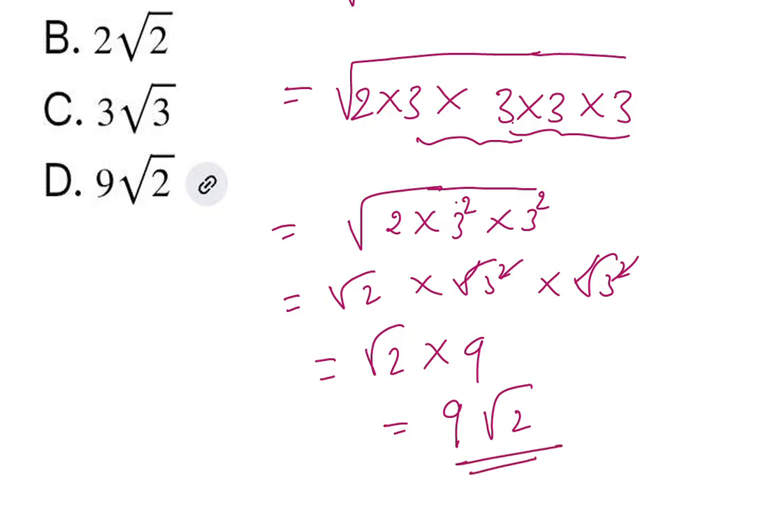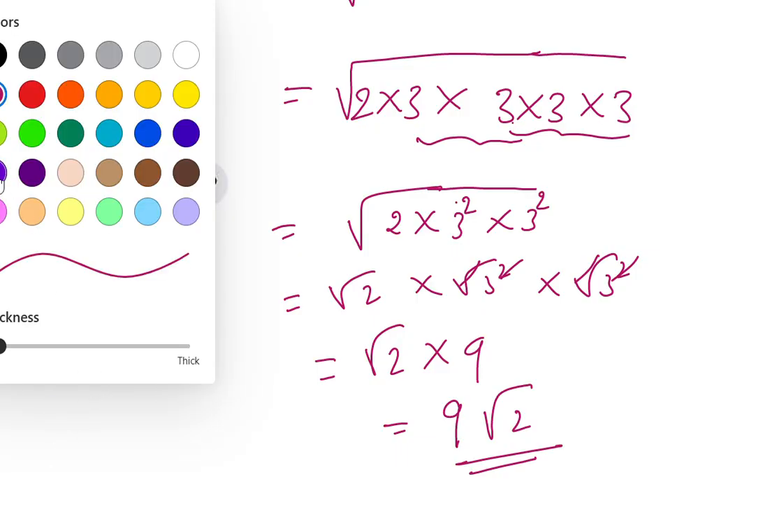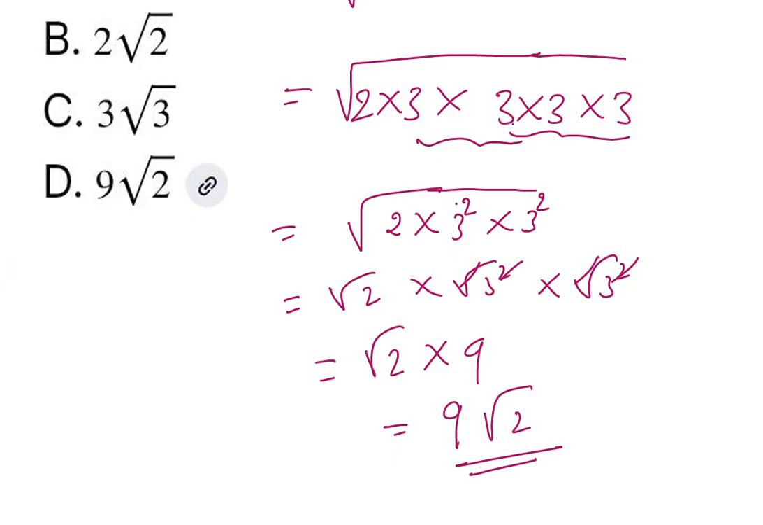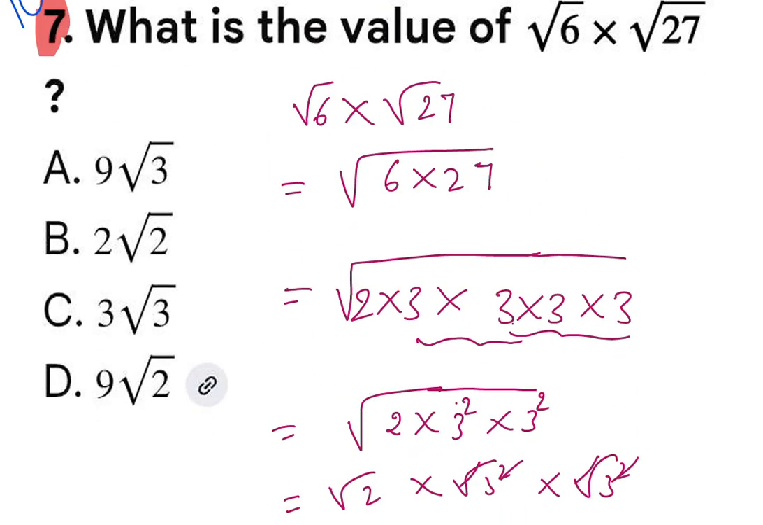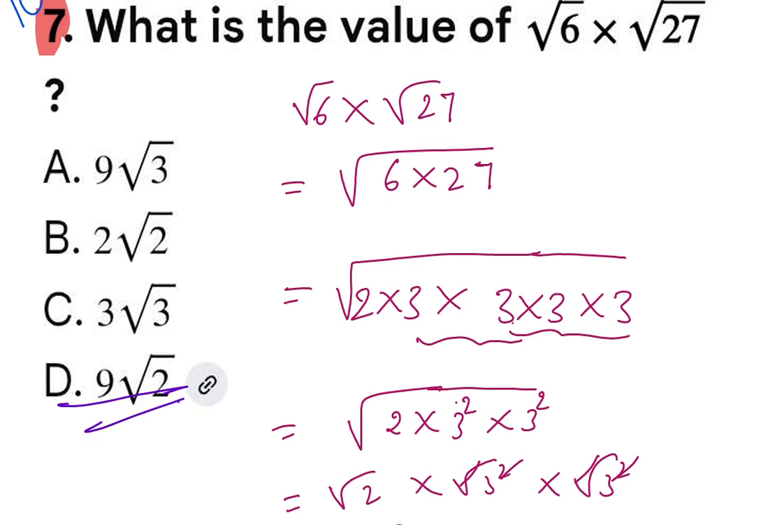So where is 9 root 2 in the options? You see and put the tick mark. We got the value 9 root 2, that is in option D. So this is the answer, and it's very simple. You should do the multiplication, simplify, and get the answer.